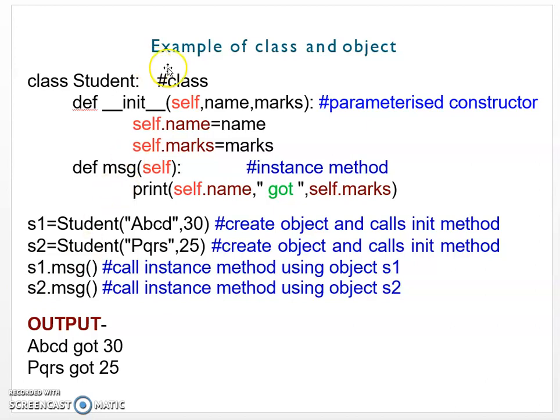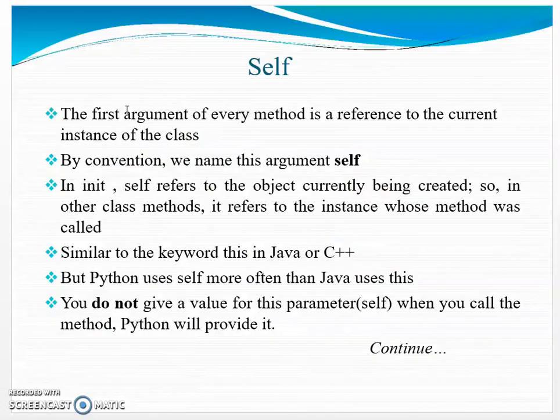Next we will see what is meant by the self object and the init method. Basically, self is the first argument of every method, which is a reference to the current instance of the class. By convention, we name this argument self. In init, self refers to the object currently being created. In another class method, it refers to the instance whose method was called.